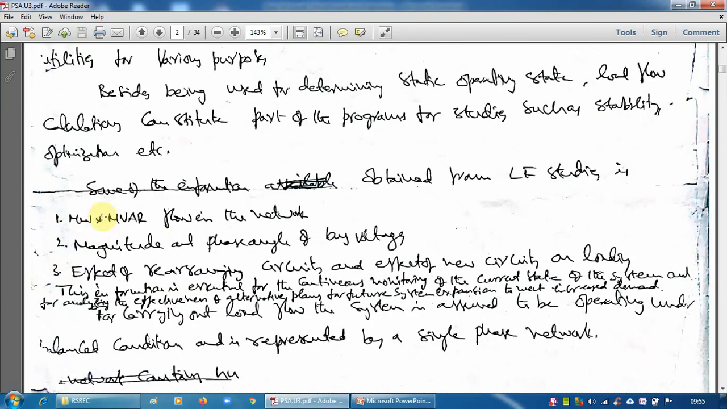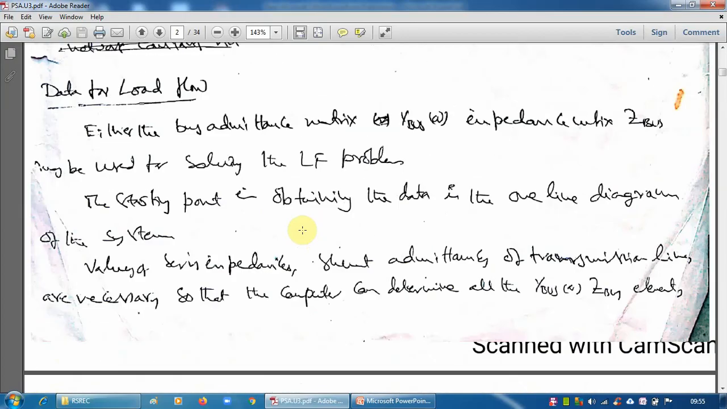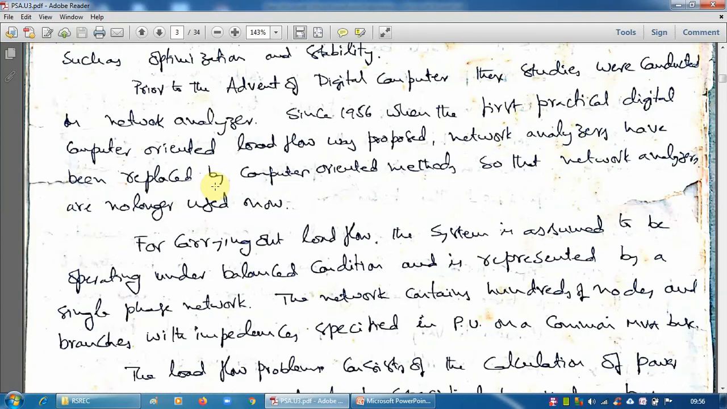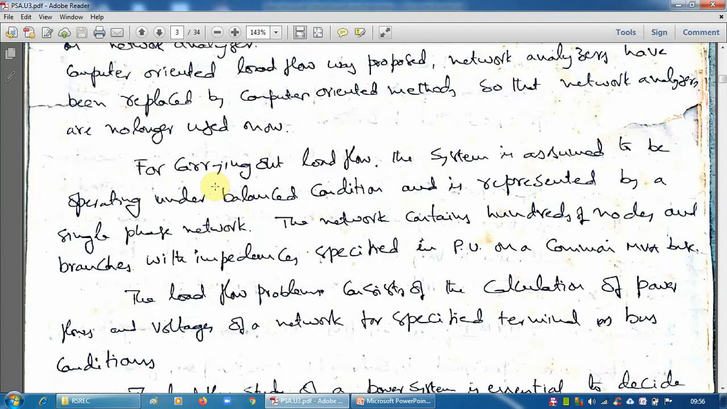The main results that we are going to obtain from load flow studies are reactive and active power flow in all the lines, and magnitude and phase angle of all bus voltages. Next, data for load flow. To start the load flow problem, we need mainly two types of data. One is Y bus data and the other is bus specifications, that means operating conditions at the buses.